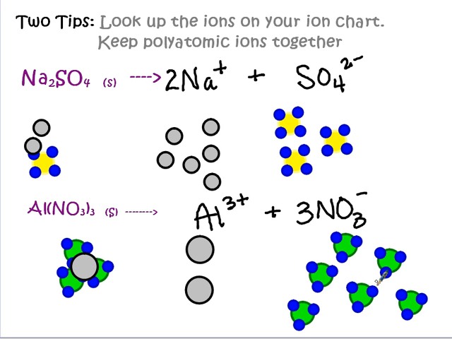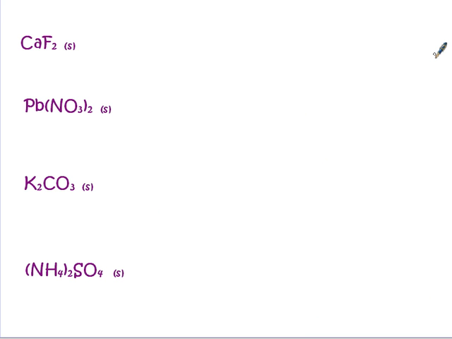Okay, so we've seen how things dissociate, break apart, and we've modeled that with these circles on my magic board. And we've also seen how to represent this with balanced equations here, if you will. And let's try some more, maybe without the models. So here's what I'd like you to do. I'm going to do the first one up here, the calcium fluoride for us, and then I'm going to give you a chance to try it with those other 3 down there.